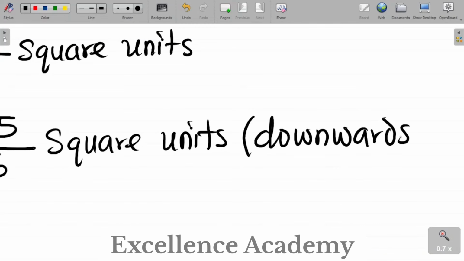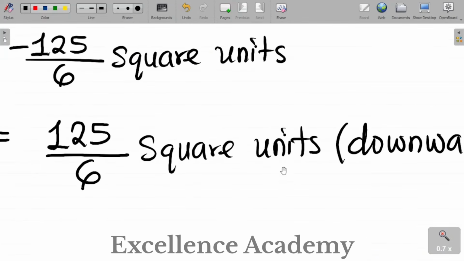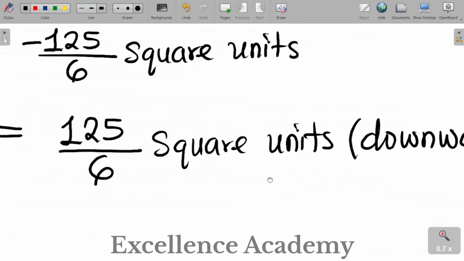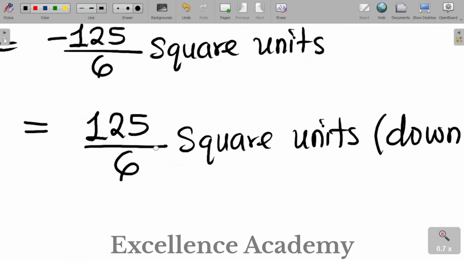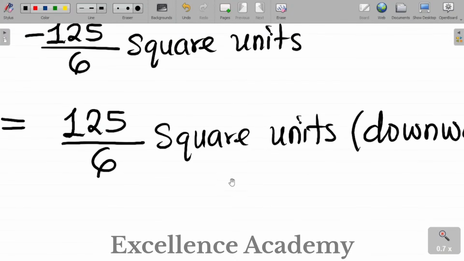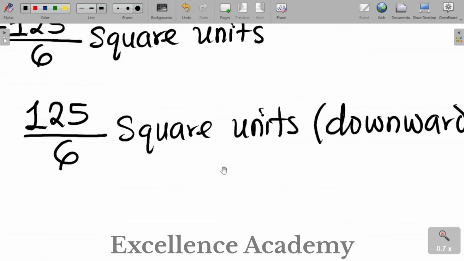That means it is covering a negative region. That's downwards. So that's why you're having this. All right. So it becomes 125 over 6 square units downwards. So this becomes the answer to the question. All right. So that's how you solve this question.